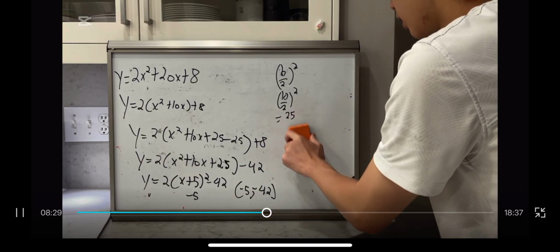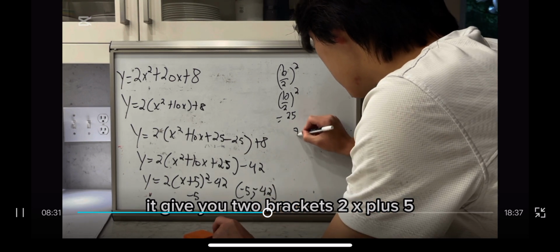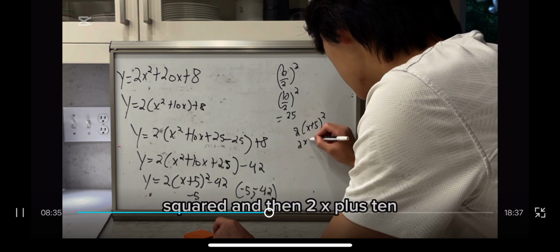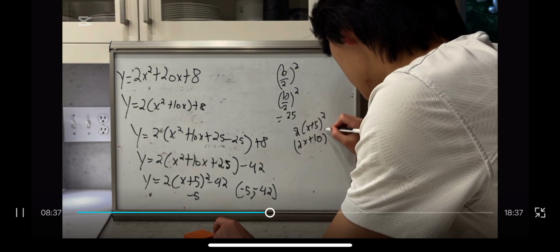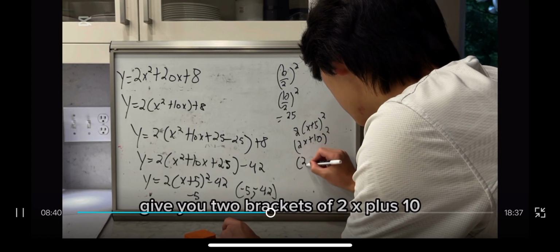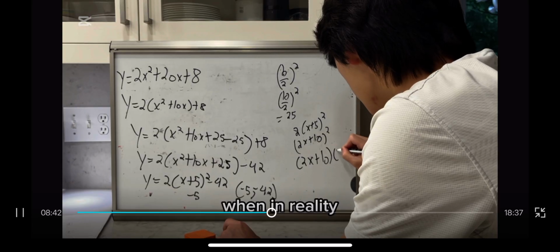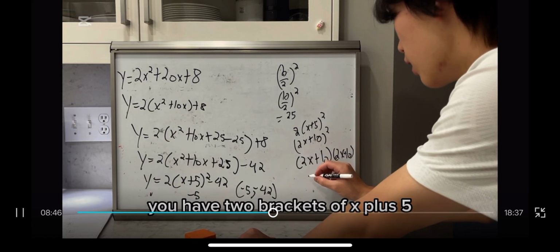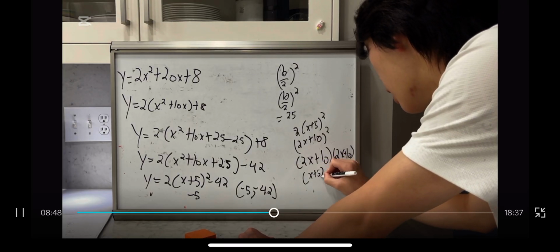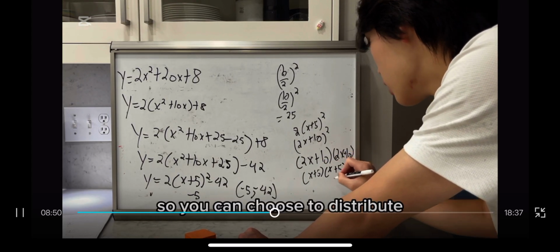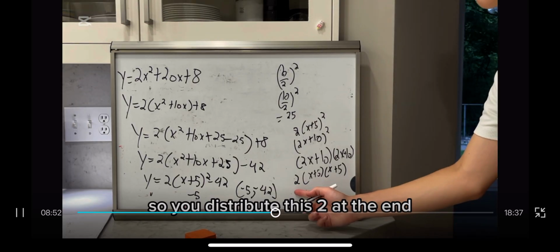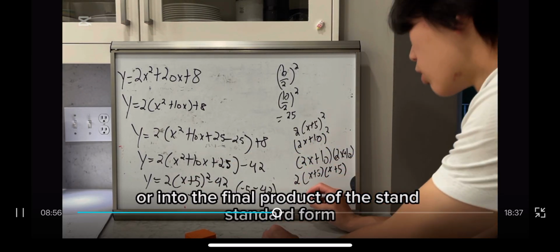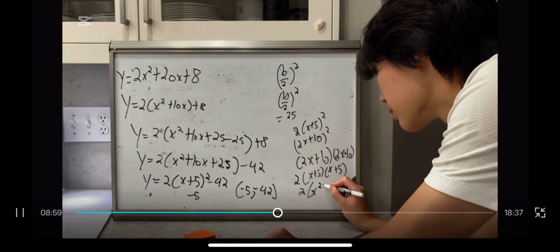Let me write it bigger. It would give you 2 brackets, 2x plus 5 squared, and then 2x plus 10 squared, and then it would just give you 2 brackets of 2x plus 10. When in reality, you don't have 2 brackets of 2x plus 10. You have 2 brackets of x plus 5, and then a 2 at the front. So you can choose to distribute this 2 at the end, after you FOILed, into either one of them or into the final product of the standard form.